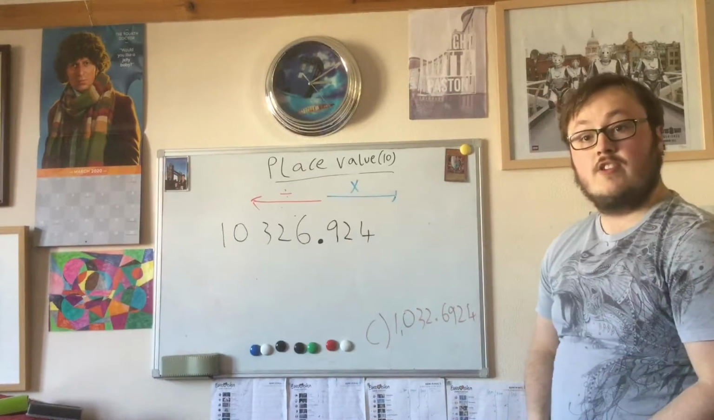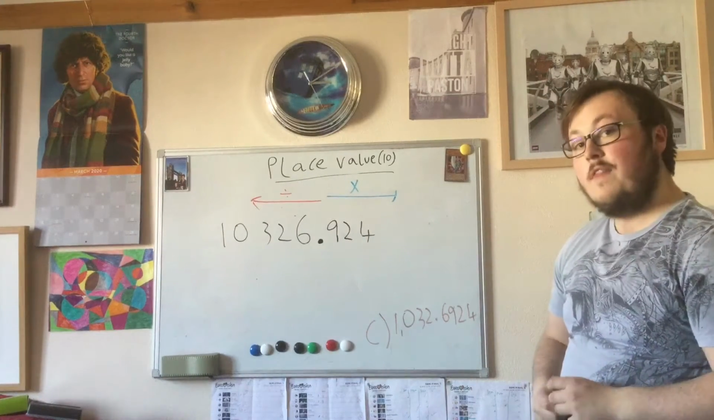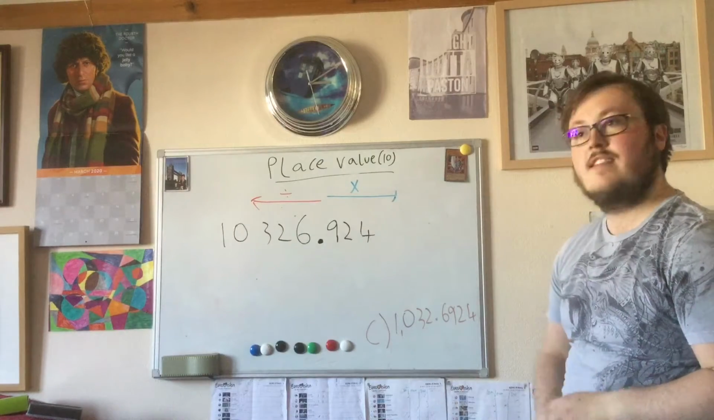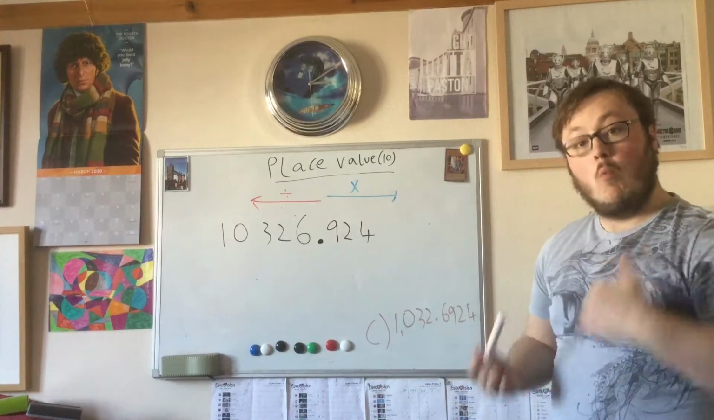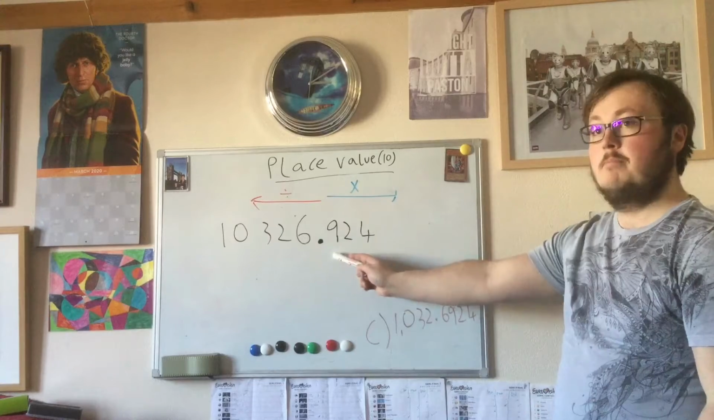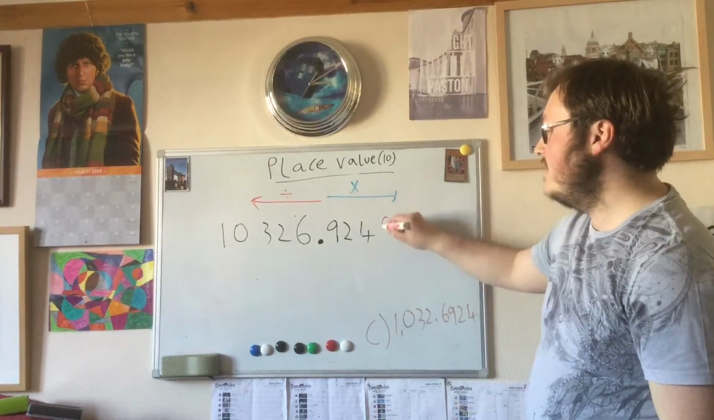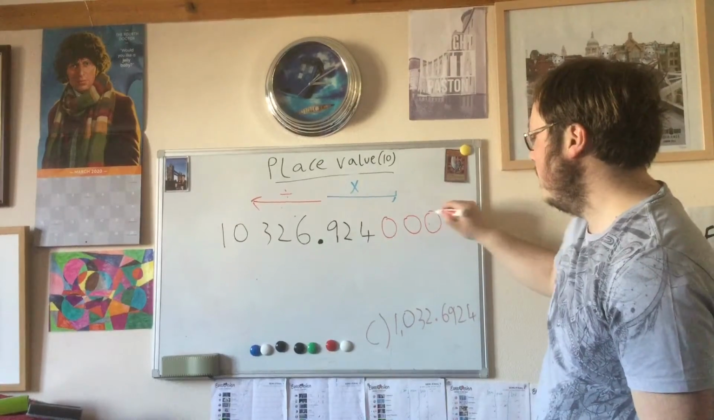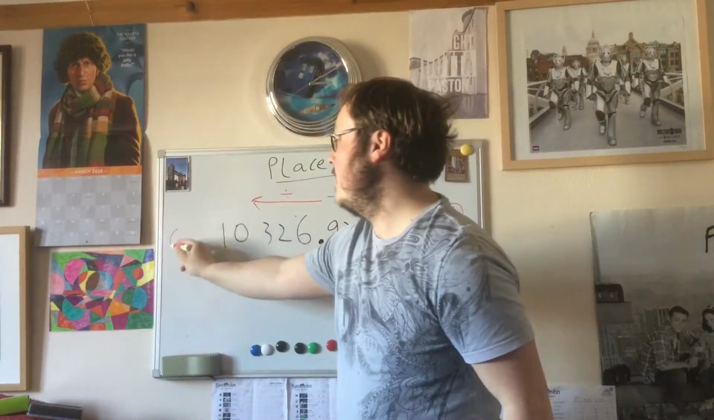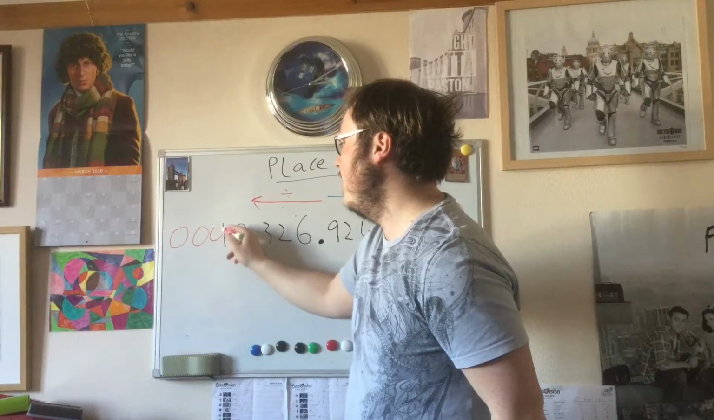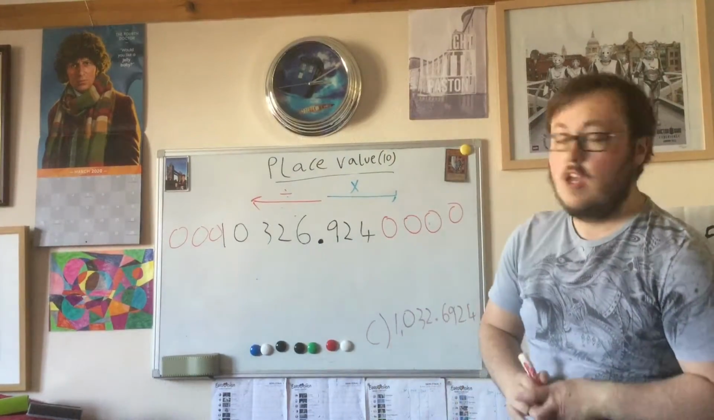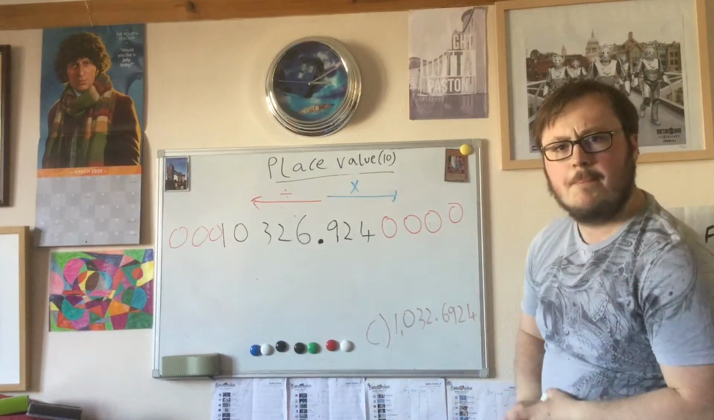So the final question is, I have the number 1032.6924. What did I do to go from this number to this number? Now, as I showed you yesterday, I always add some zeros at the end, and I add some zeros at the beginning, just in case we are going that far. We may not, but it's good to remember.